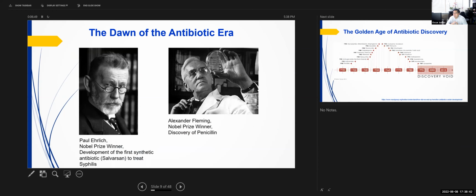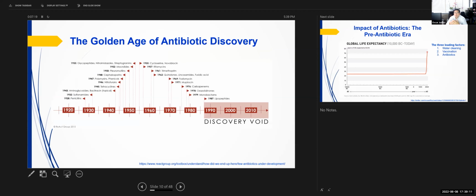We have access to antibiotics thanks to the work of two people, Paul Ehrlich and Alexander Fleming. Both of them are Nobel Prize winners. One of them synthesized the first synthetic antibiotic to treat syphilis, and Alexander Fleming discovered penicillin. Through these discoveries, and the way these men developed their antibiotics, this led to the explosion of antibiotic discovery, the golden age of antibiotic discovery.